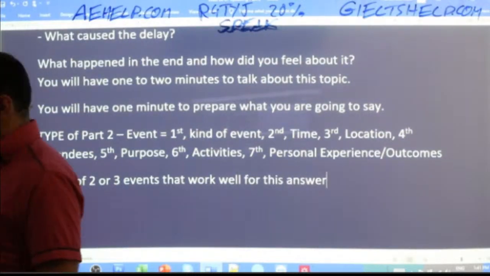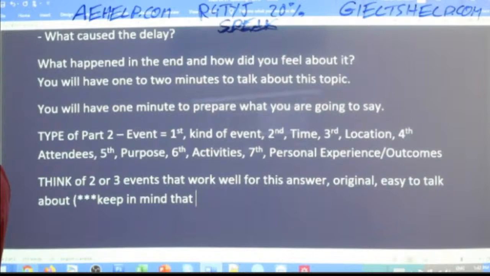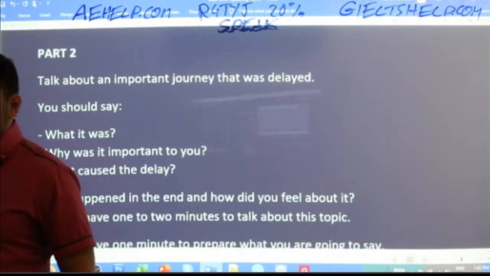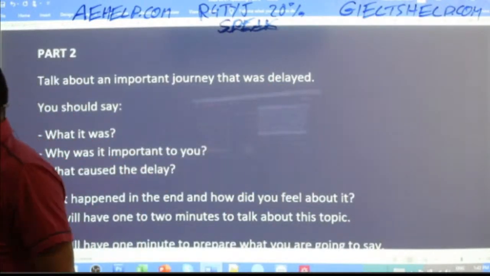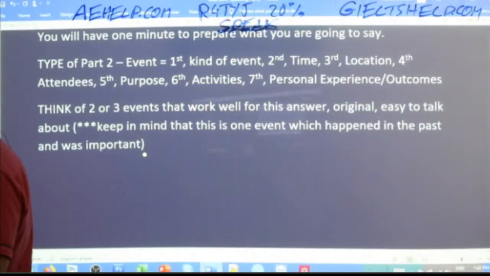So that works well for this answer, right? It means it's original and easy to talk about. Okay, those are the parameters. And of course, very importantly, keep in mind that this is one event which happened in the past and was important. Okay, so that topic sentence, statement, important journey that was delayed, that's very important. Okay, so when you're coming up with your ideas, make sure all of your ideas are in the right domain, okay, in the right frame of thought.